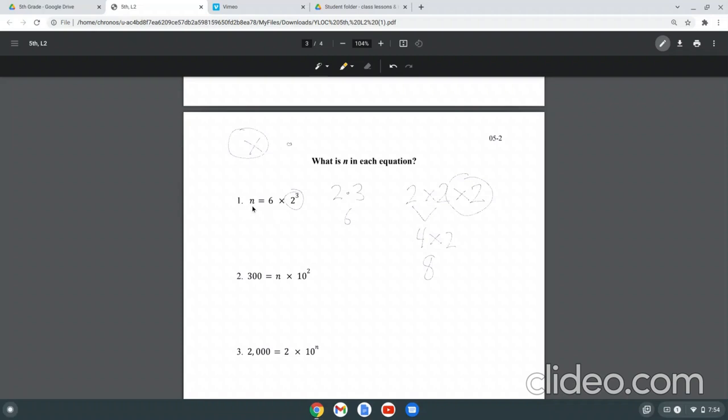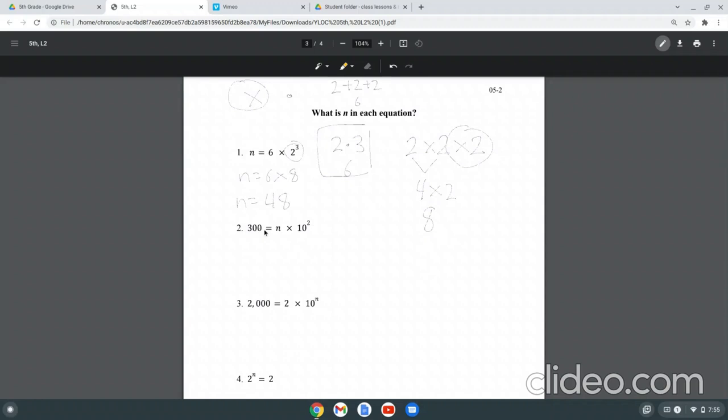So next will be 8. 6 times 8. That's what n equals. 6 times 8 is 48. So n equals 48. Also, to explain, this is 2 plus 2 plus 2. 1, 2, 3, 4, 5, 6. That's how they came up with 2 times 3. But exponents are different, since instead of repeating addition, it's repeating multiplication.